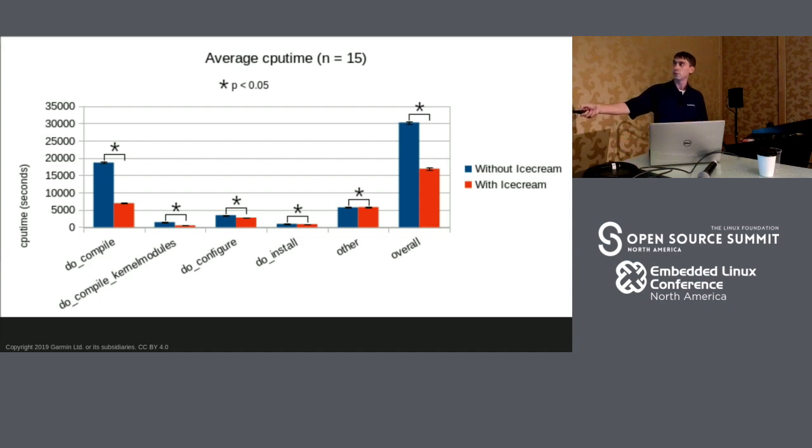The difference between having Icecream disabled and having Icecream enabled was shown to be statistically significant for all changes, meaning that we can be certain that these changes were actually caused by Icecream.